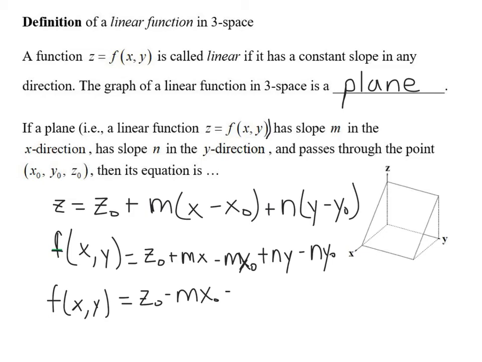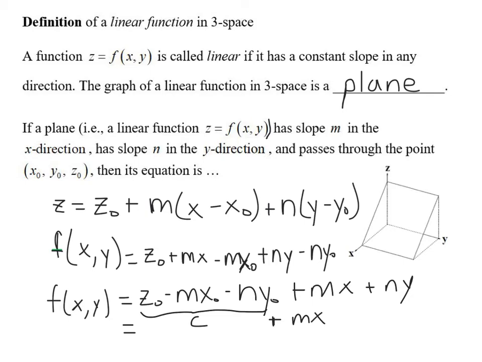And then we have minus another constant, n times y sub 0, and then we're left with plus mx plus n times y. And if we look at all the constants and add them together, that just gives us another constant. So what we end up with is a constant, let's just call it c, plus mx plus ny.